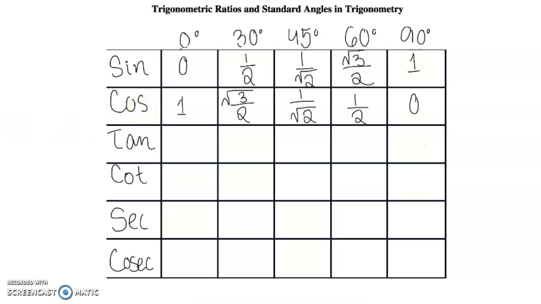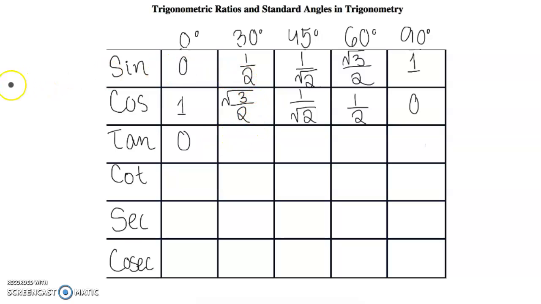Because if you remember in our trigonometric ratios, tan theta is equal to sin theta by cos theta, or the perpendicular side of a triangle divided by the base of a triangle. So, therefore, we divide the sin theta value by the cos theta value. For tan 0 theta, we have 0 over 1, which is equal to 0.